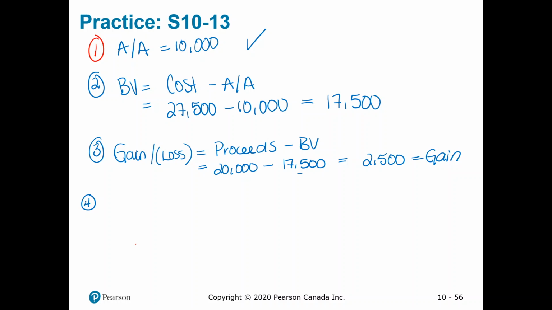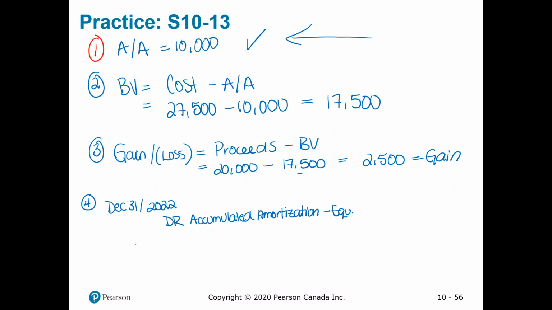So now step four is actually to record the entry. On December 31st, 2022, we know we need to get rid of the accumulated amortization and the value of that equipment. So we're going to debit accumulated amortization for equipment. Still running out of room. And we calculated that amount as $10,000. That's our step one, or we didn't calculate it, we were told that. So we're going to debit the $10,000.